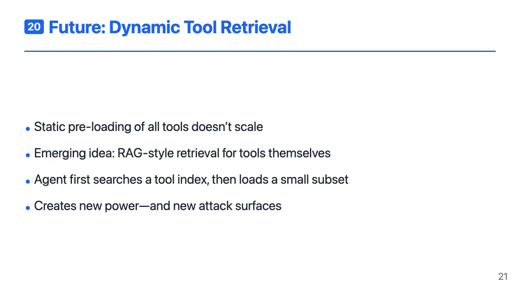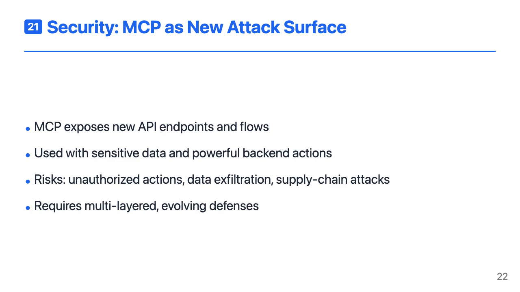This makes tool selection more scalable and intelligent, but it also opens new attack vectors. If an attacker can poison the tool index, they might inject malicious tool schemas and trick the agent into calling them. So dynamic tool retrieval will need strong security controls. Security is where MCP becomes truly challenging. On one hand, MCP is just another API surface that needs the usual protections: authentication, authorization, rate limiting, and monitoring. On the other hand, it's a standard protocol that's being used to connect agents to highly privileged backend systems and sensitive data. That combination raises the stakes.